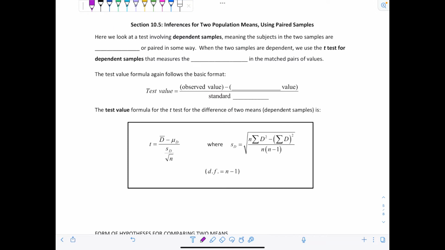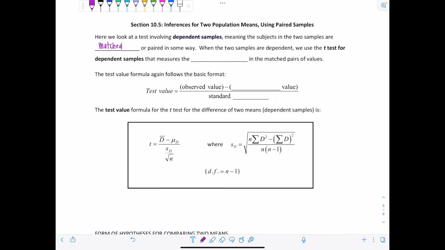All right, last section for chapter 10 covers inferences for two population means using paired samples. So here, what we're going to do is look at a test involving dependent samples. So this is different than what we did in 10.2 and 10.3, where we required independent samples. So why do we want dependent samples? Well, this means that the subjects in the two samples are matched or paired in some way. That's relevant for our study.